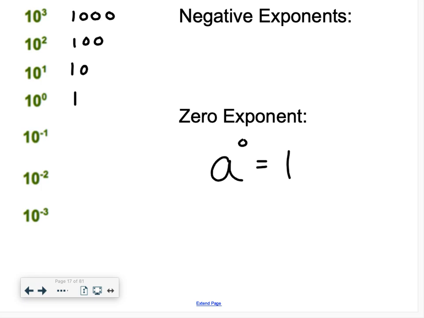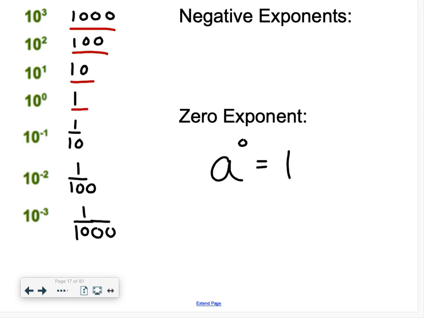Now if I carry on this pattern, go back up here, I started at 1,000, and then I divided by 10 to take away a zero. Now I'm at 100, divide by 10, take away a zero. Now I'm at 10, divide by 10, now I'm at 1. If I keep dividing by 10, well, what is 1 divided by 10? It's 1/10. And if I divide by 10 again, I'm at 1 over 100. If I divide by 10 again, I'm at 1 over 1,000.